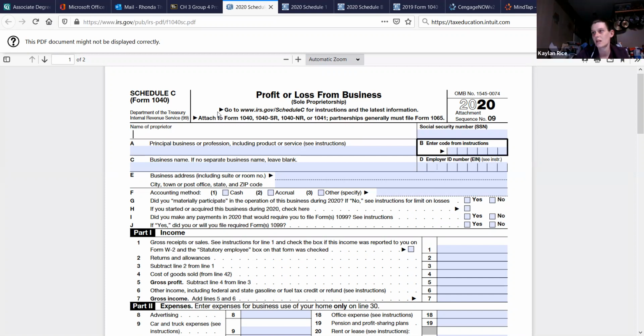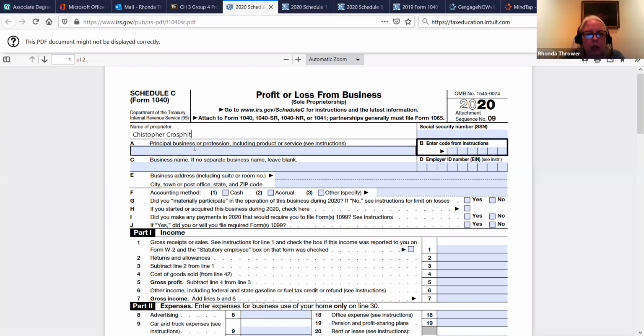So it would be Catawba Fitness. Yeah, the owner of the business goes here, and it would have been Christopher, whatever his name was, CrossFit. And then the business name would go in here, and that would be Catawba Fitness. And they also gave the social security number of this person. You could enter it there, and that was in the instructions.